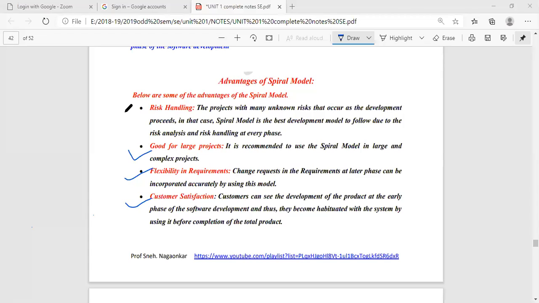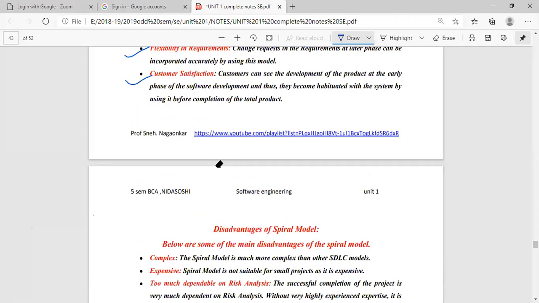So this model is especially used for risk handling. Why risk handling? During the development of a new COVID sensor, we don't know what risks may come during the software development. But once we start building the prototype, every time we will get to know what the risks are in development of a complex software. Hence, these are the 4 to 5 advantages of the spiral model.